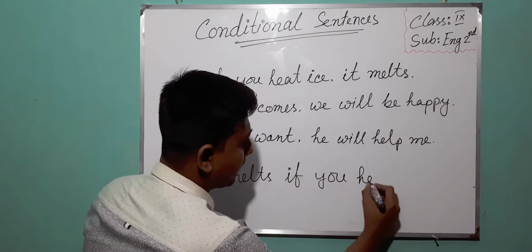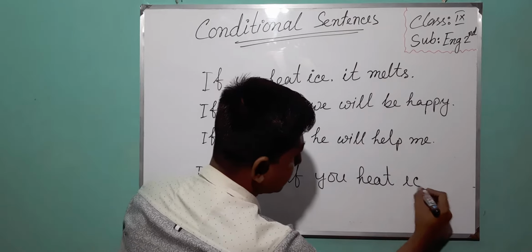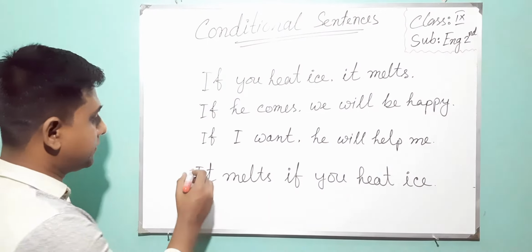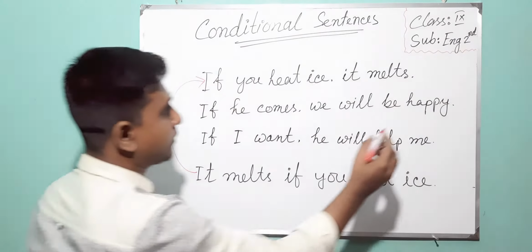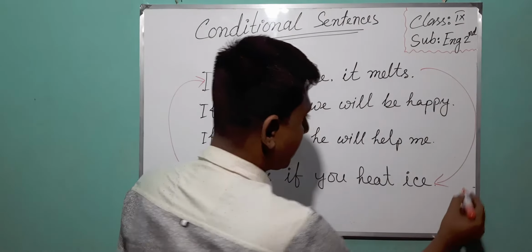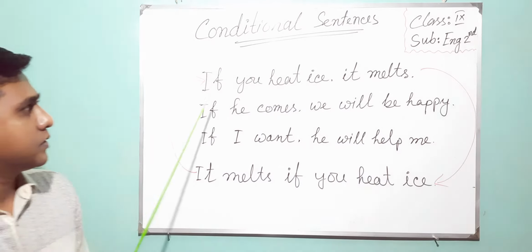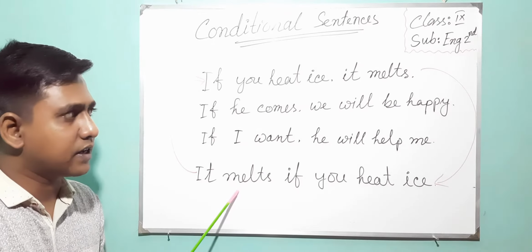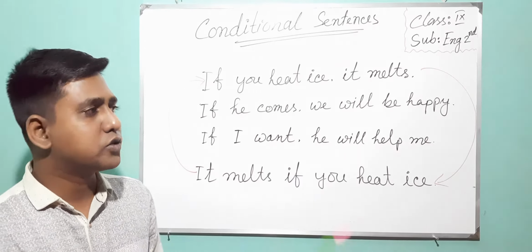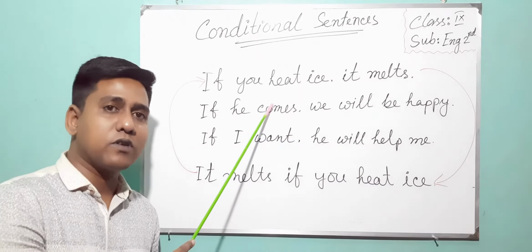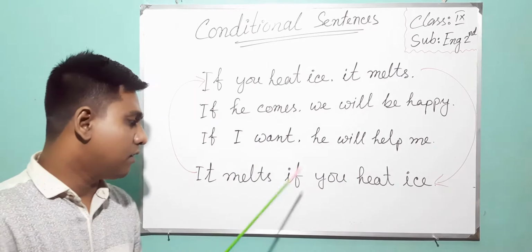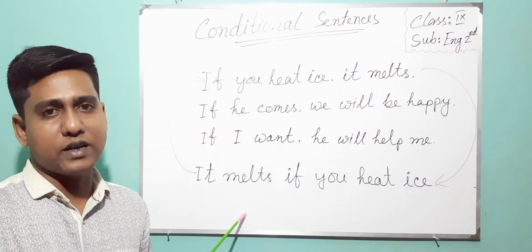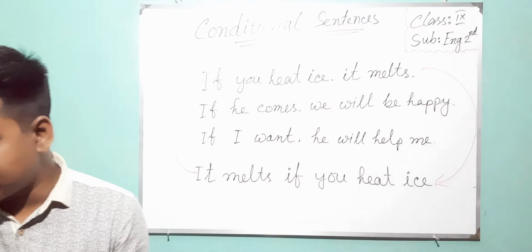If you heat ice. So dear learners, this is the if part at the beginning, and that is the result part at the beginning. So you can write a conditional sentence in 2 ways: if part or if clause in the beginning, or result part or main clause in the beginning. So 2 ways we can write a conditional sentence.